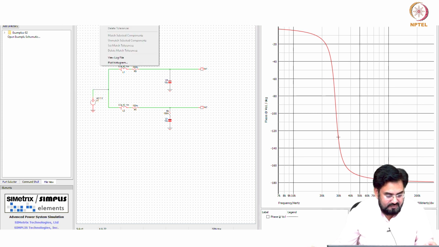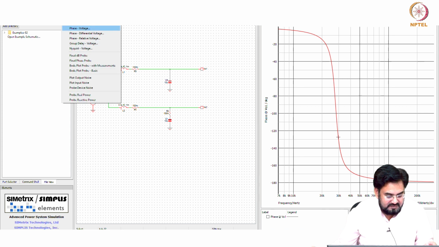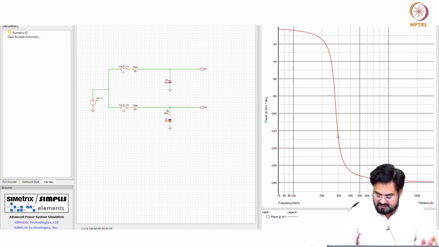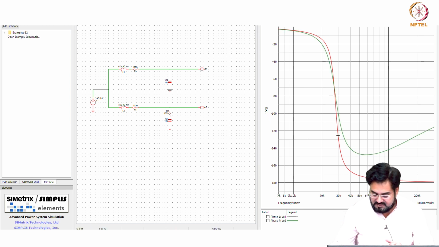Now, I will plot the phase of the second one. I have introduced a 0, so I should expect a boost in the phase. So you can see here. And eventually, where will it go? Minus 90, yeah.